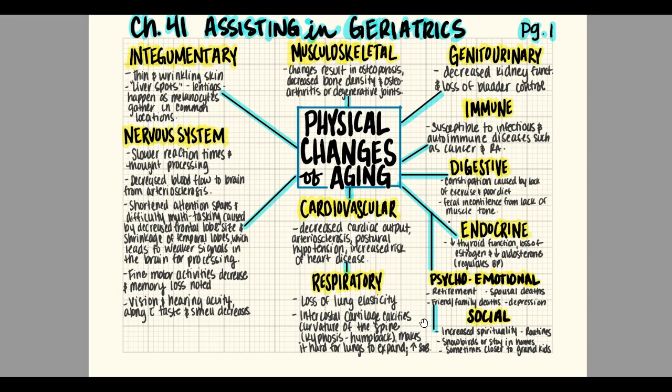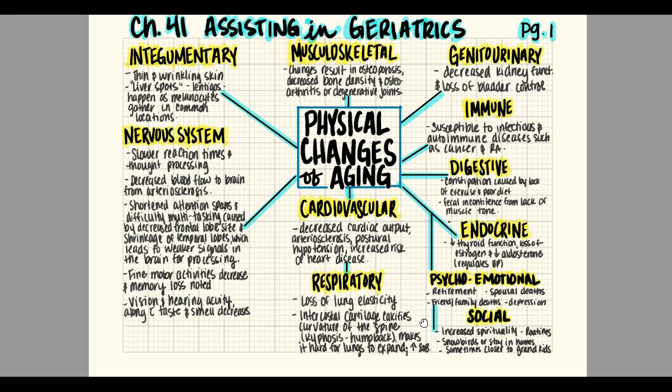so they may have some times where they lose their bowels more often. In the endocrine system, decreased thyroid function is for both genders, and then loss of estrogen in women and decreased aldosterone, which is the hormone that regulates blood pressure, in both genders as well.